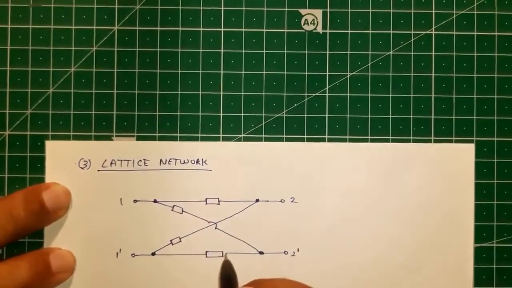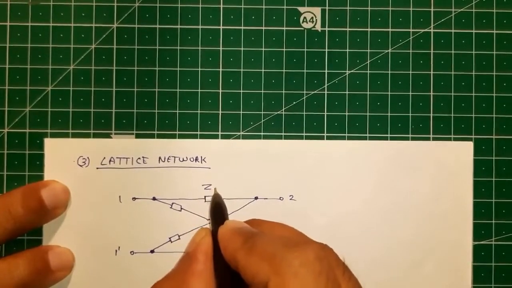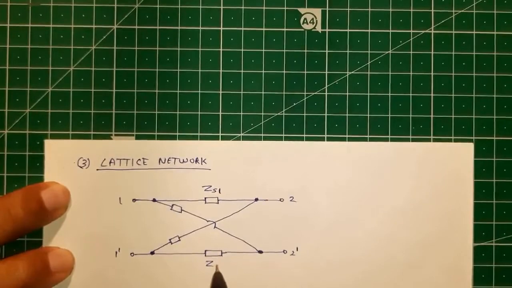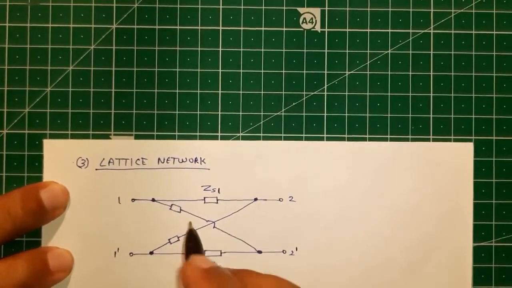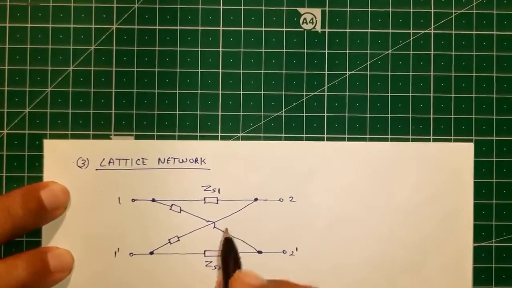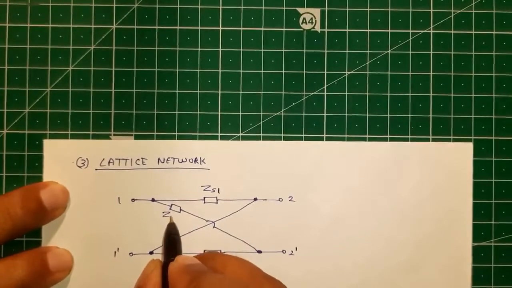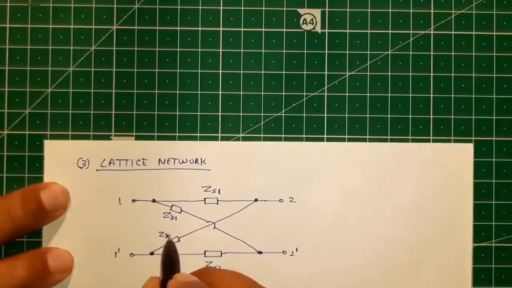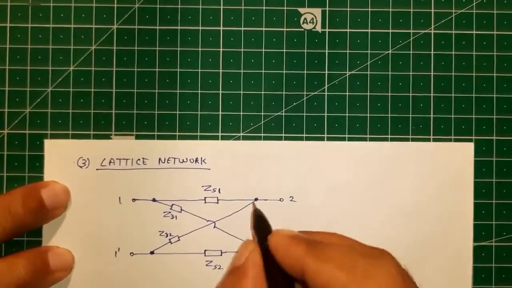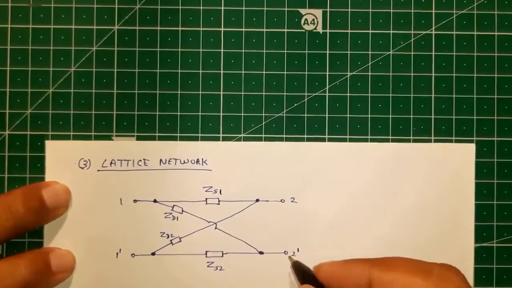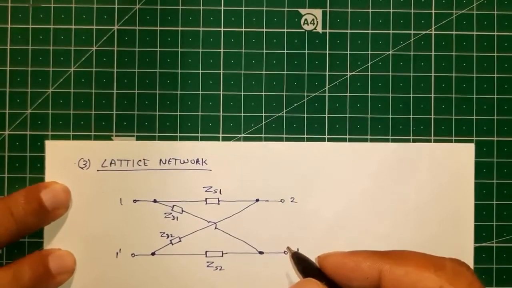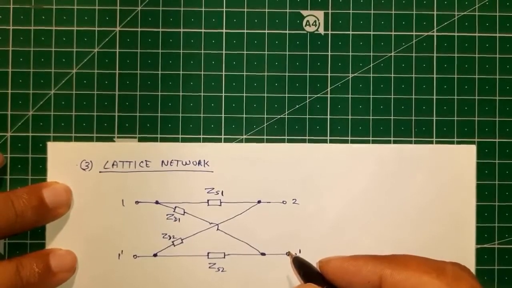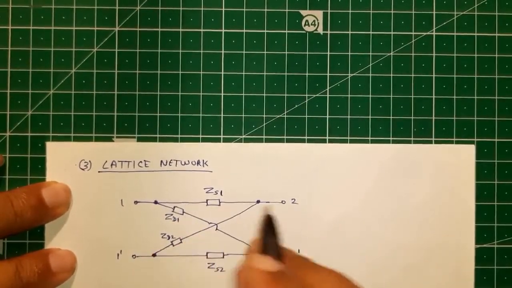So these are the series arm impedances, which we can represent as ZS1 and ZS2. And these are called the diagonal arms, which we can label as ZD1 and ZD2. Such a network configuration is used basically for digital filters. That is a lattice network.